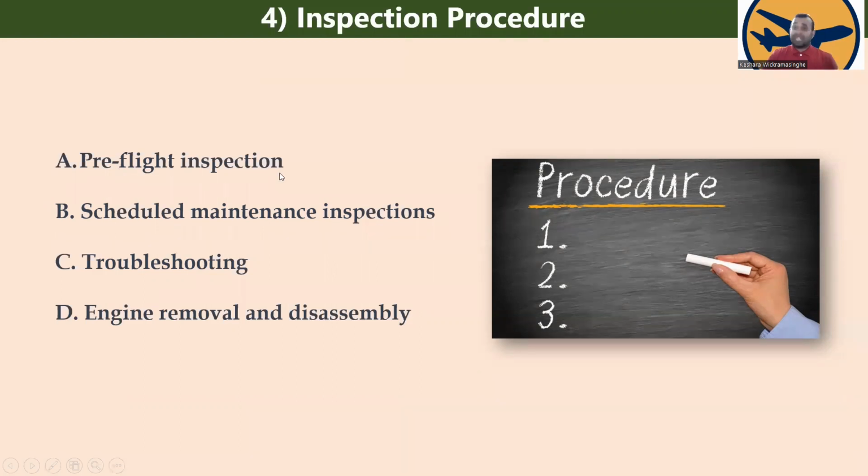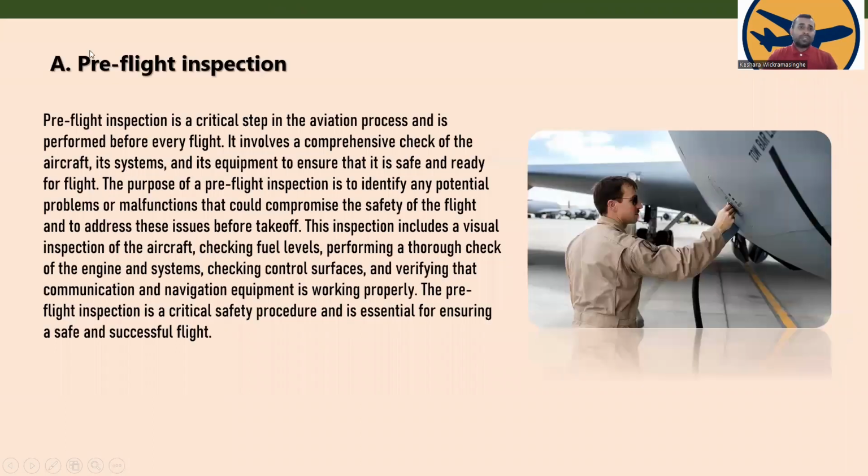The first one is pre-flight inspection, then scheduled maintenance inspection, troubleshooting, and engine removal and disassembly, right? So let's go one by one. The first one is pre-flight inspection. Okay, let's see the description. Pre-flight inspection is a critical step in the aviation process and is performed before every flight.